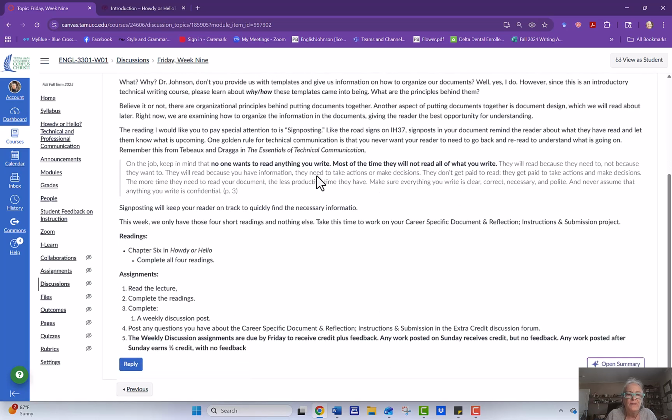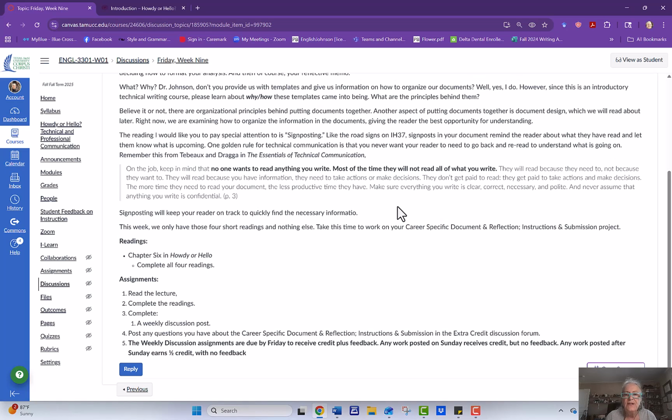So that's where we are. And remember the quote, no one wants to read anything you write. Most of the time they're not going to read all of what you write because they read because they need to. They need to know what's going on. They need to find information to help them do their job. Okay?